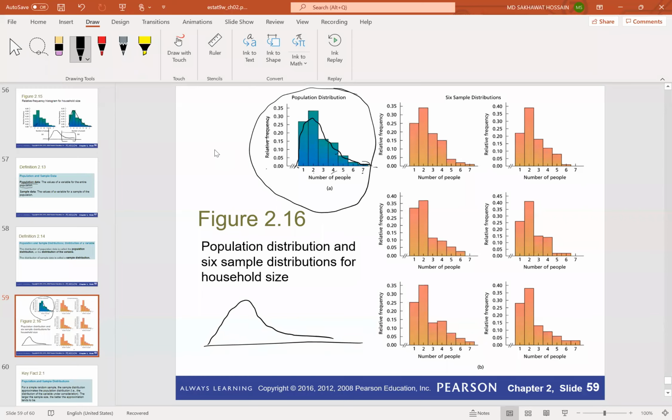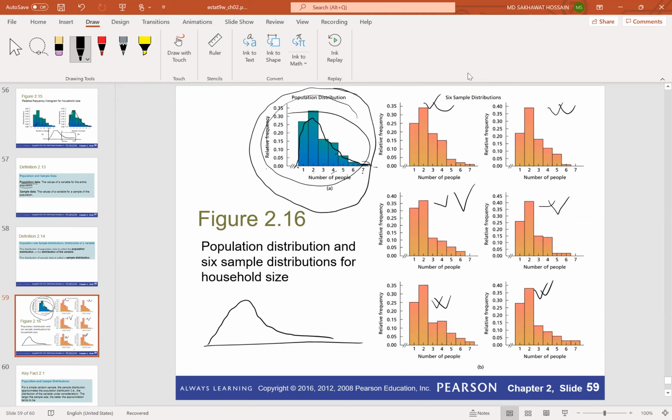Now we collected 6 samples from the population data, and then we constructed the frequency distribution and the frequency histogram. This is the relative frequency distribution for the first sample. This is for the second one, the third one, the fourth one, the fifth one, and the sixth one.